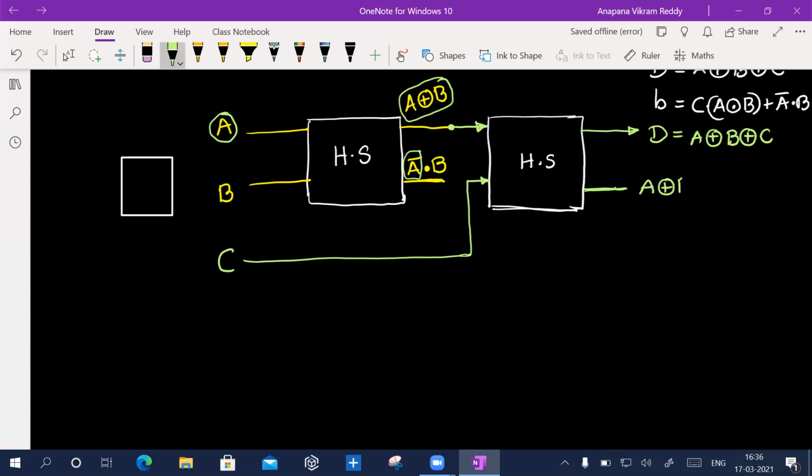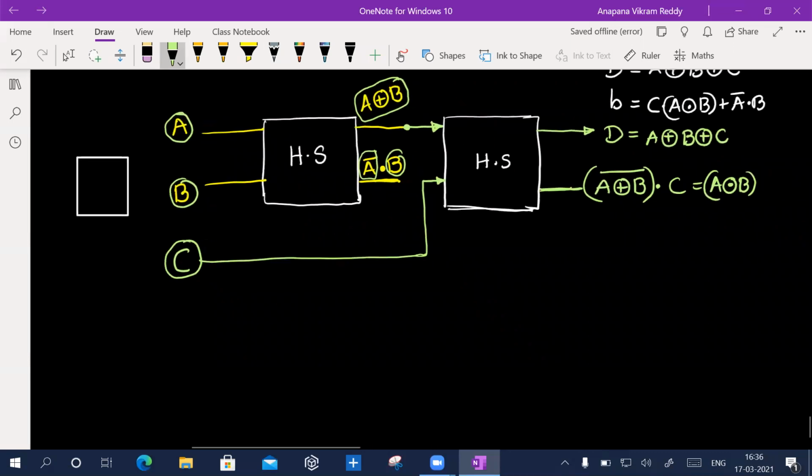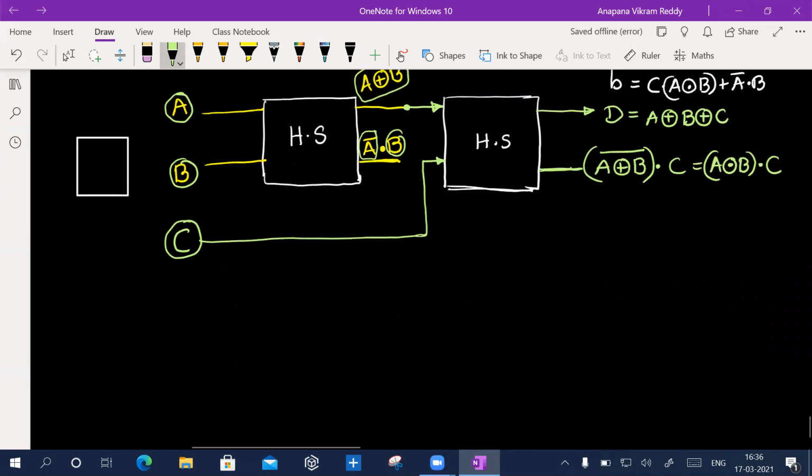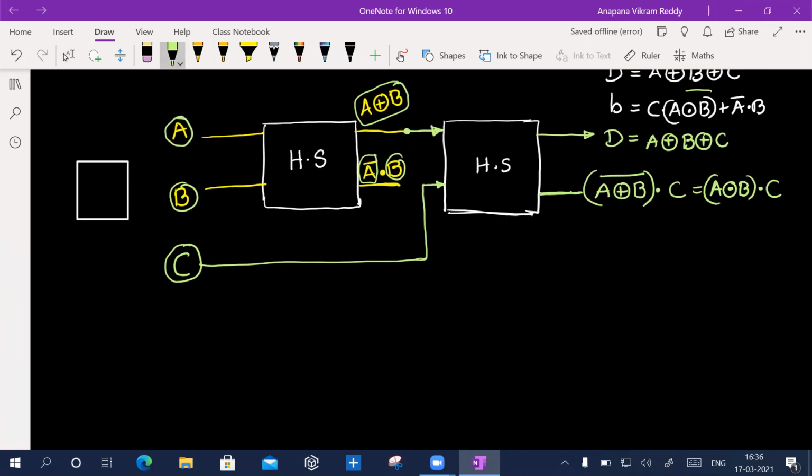A exclusive OR B complement, and you took A and B for this, and now you have to take C as the inputs. That's it. So have this clarity. So this is exclusive NOR. This is just representation only. I'm not showing any logic gates there. I'm just representing it in terms of a block diagram, like a black box diagram. So this part is done.